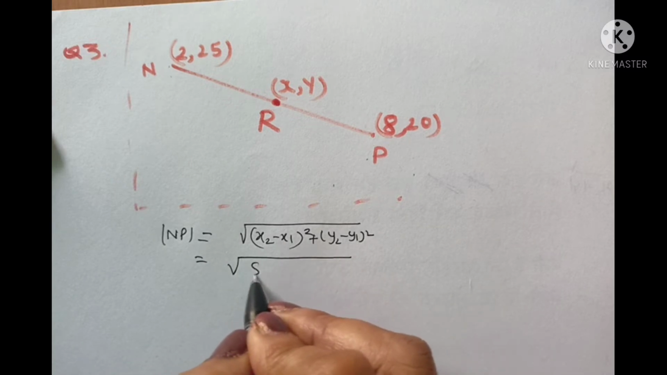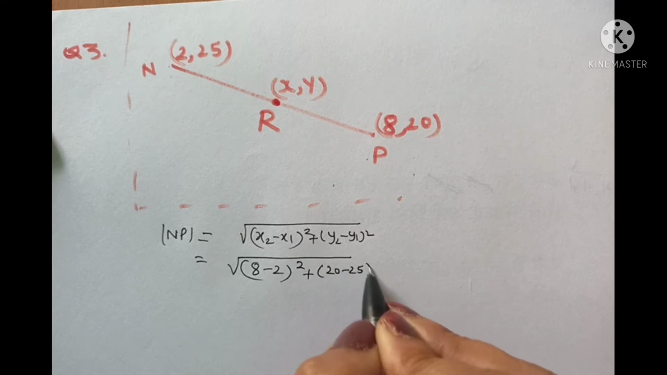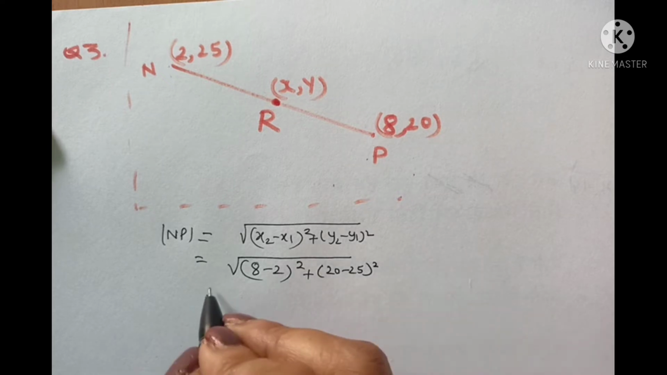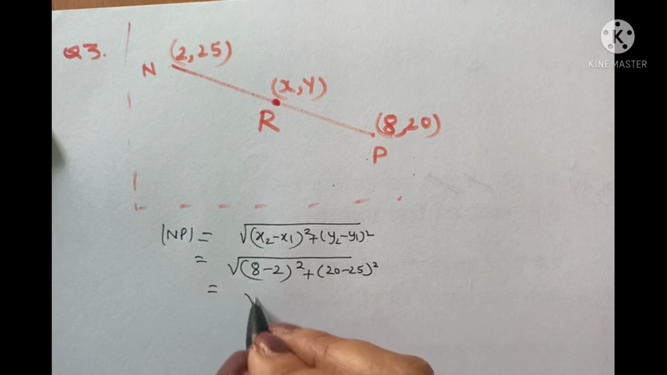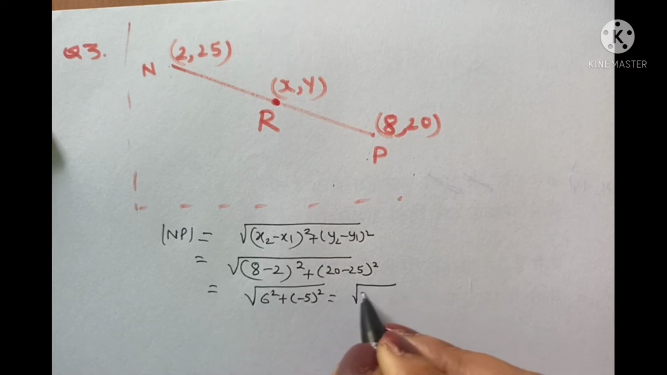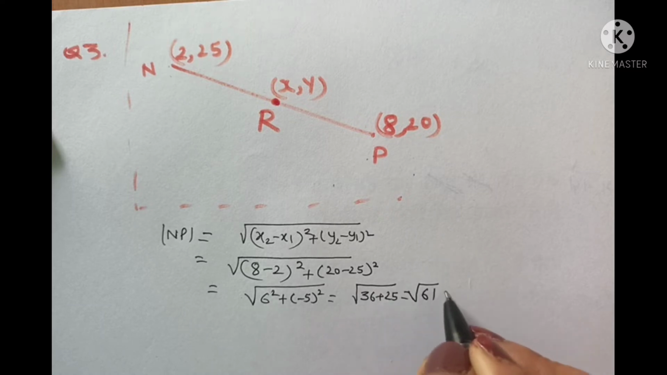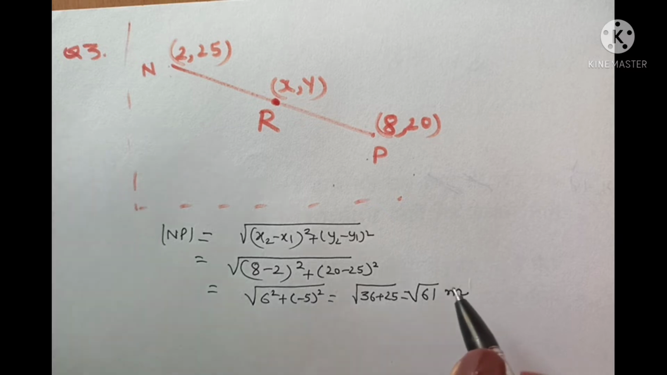I get 8 minus 2 square plus 20 minus 25 whole square. And on solving, I get 6 square plus minus 5 square, which is 36 plus 25, or I can say that it is root 61 meters, because we are given the distance of 1 meter. So the unit is meters. So this is the first part.